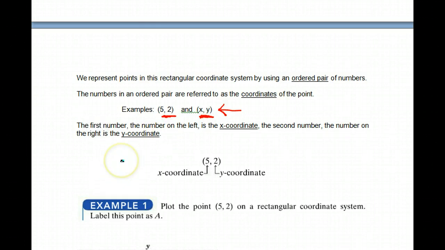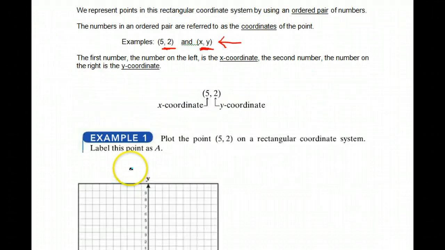The first number, which is the number on the left of the ordered pair, is referred to as the X coordinate. It represents the location of the number along the X axis. The second number, which is the number on the right side of the ordered pair, is referred to as the Y coordinate, and it represents the number's location along the Y axis on that coordinate grid that I showed you before.